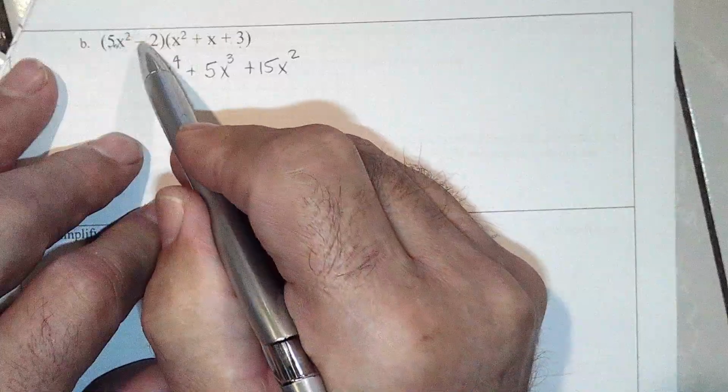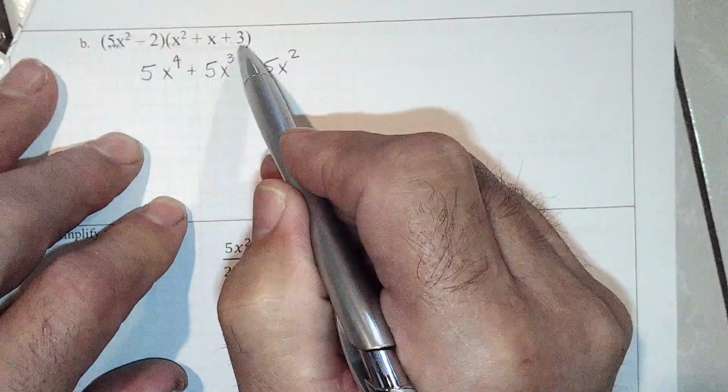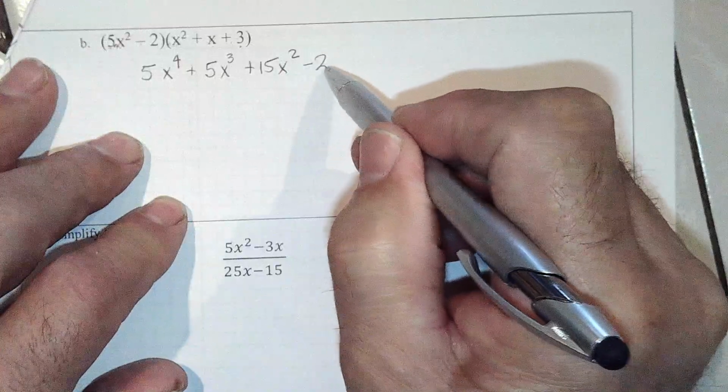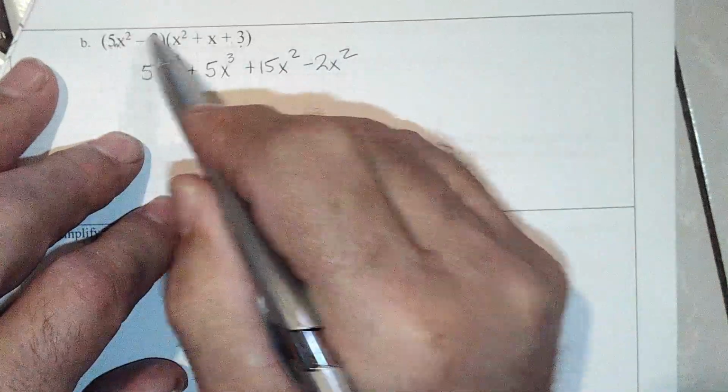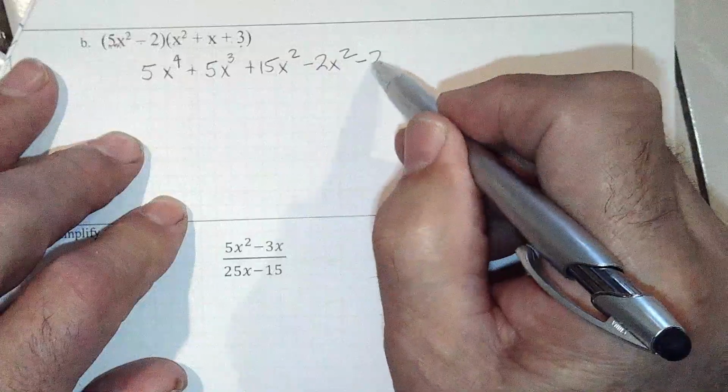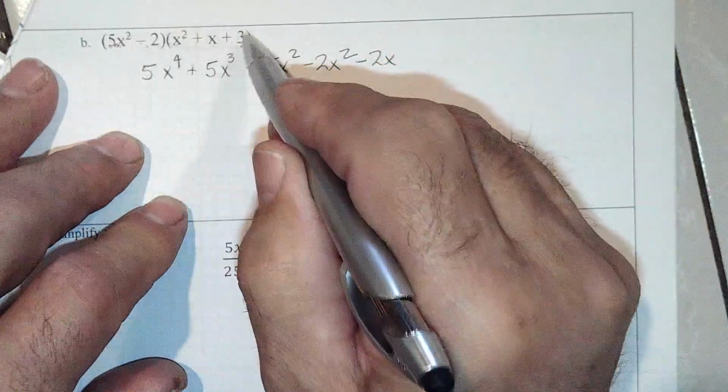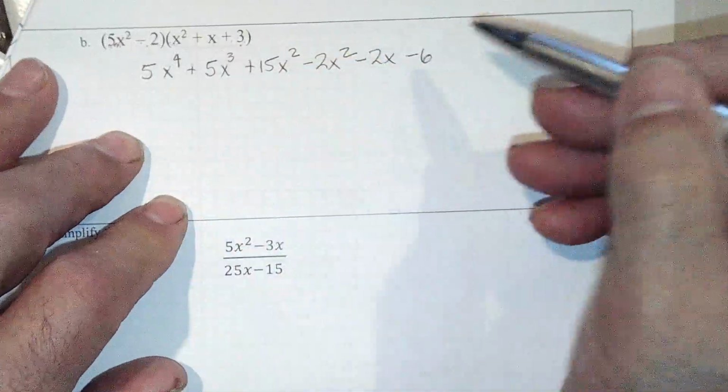Now I got to take the negative 2 times all of those. So we get negative 2x squared, negative 2x, and minus 6, and negative 6.